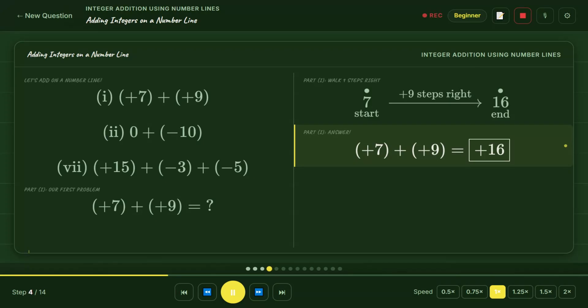Positive 7 plus positive 9 equals positive 16. When we add two plus numbers together, we get an even bigger plus number. Great job.